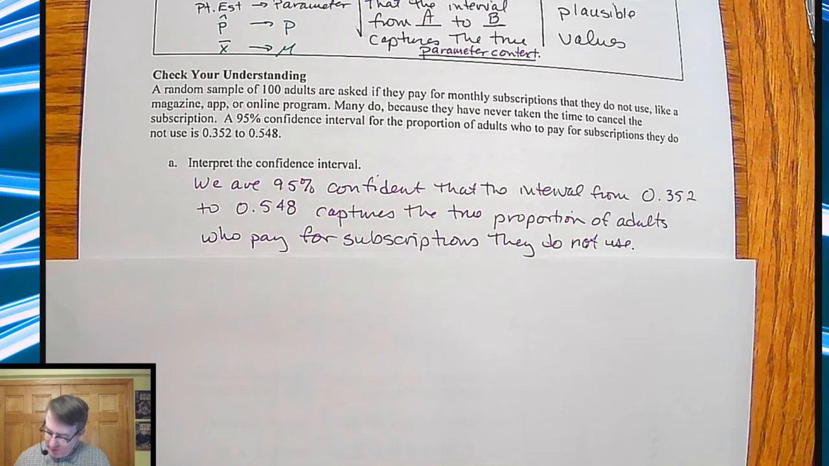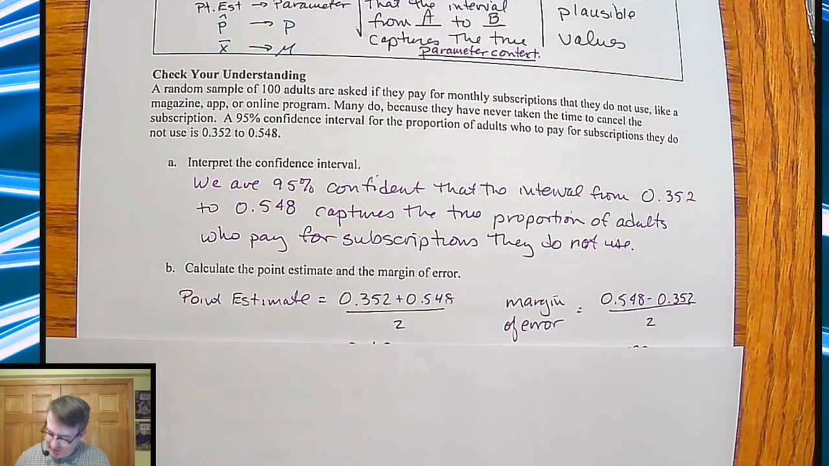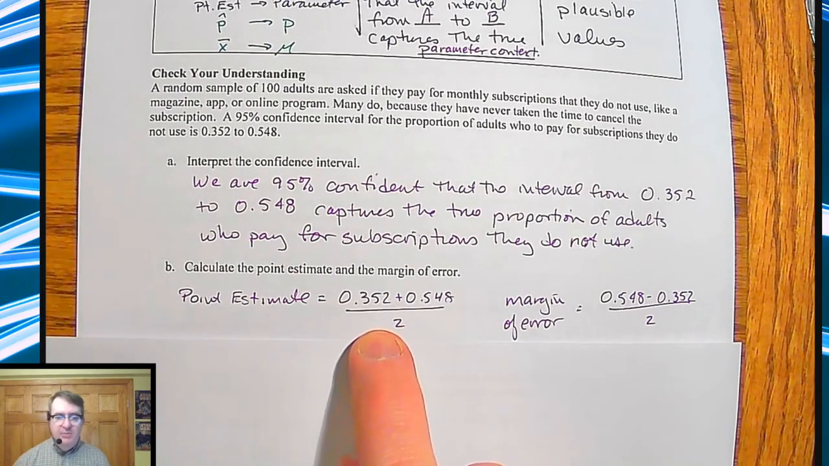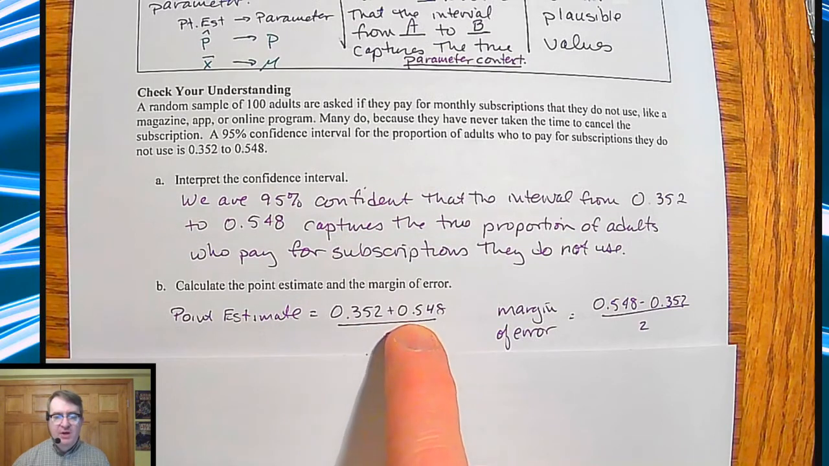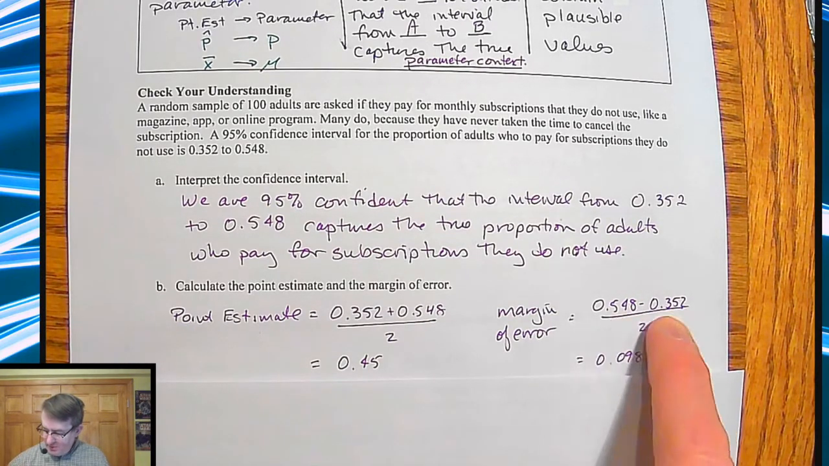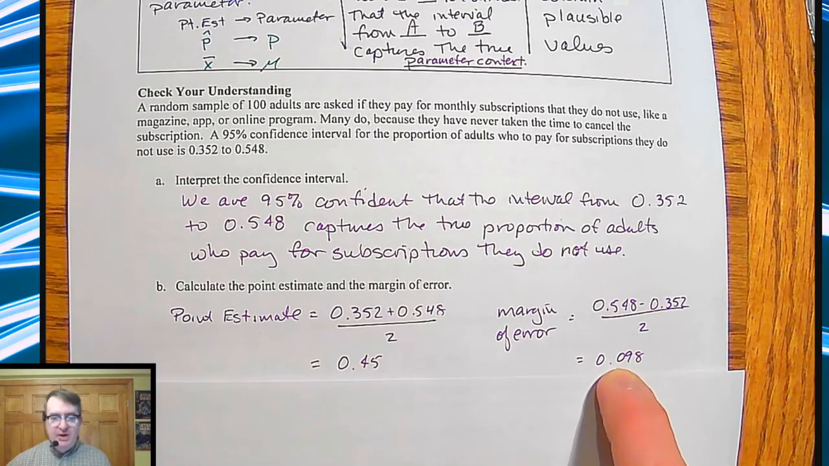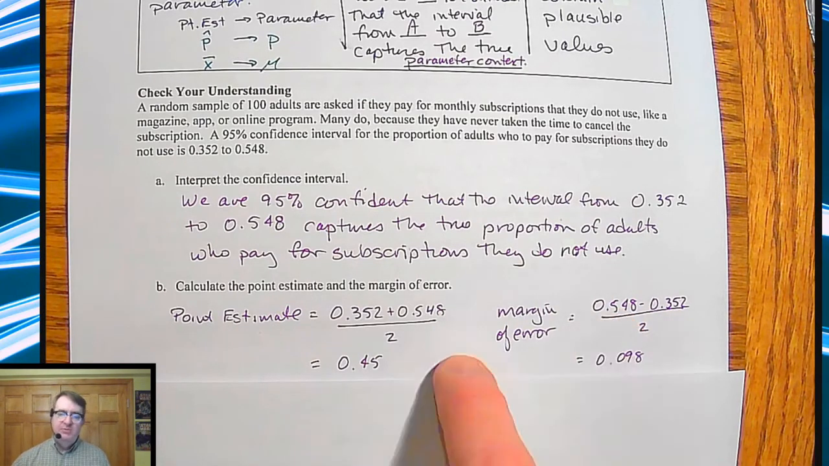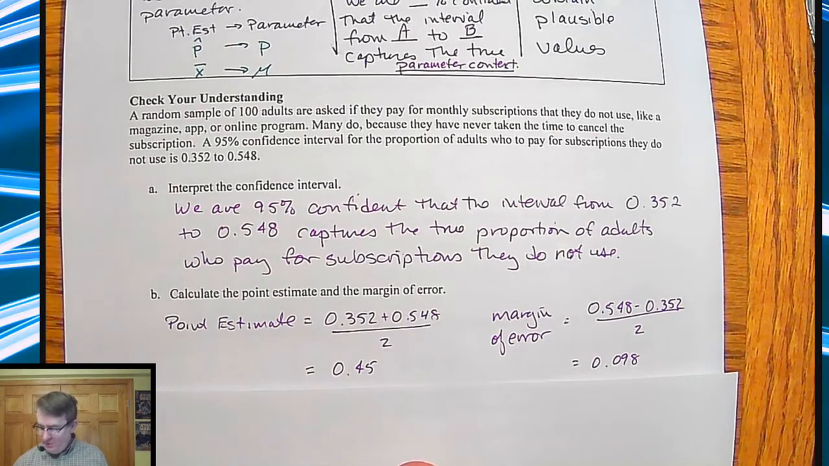Then they ask you for the point estimate and margin of error. The point estimate is going to be halfway between 0.352 and 0.548, so that turns out to be 0.45. And then for the margin of error, again, you're going to split the difference and split in half. So you get 0.098. And again, in the back of your head, you might be thinking, hey, subtract those two. It's the same idea.